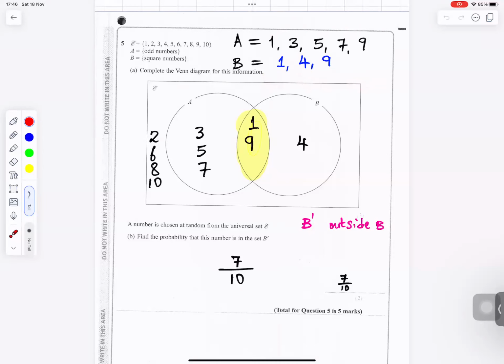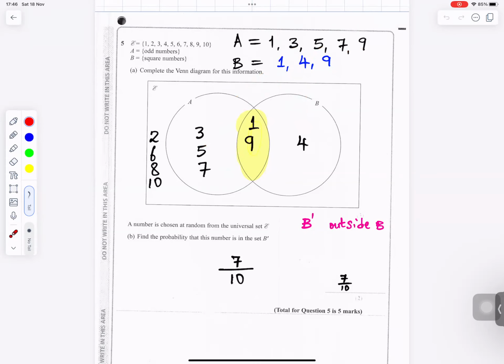In the Venn diagram, which numbers are found in both of them? 1 and 9. So 1 and 9 go in the middle. What you have left is 4 there. And what you have left there is 3, 5, 7.